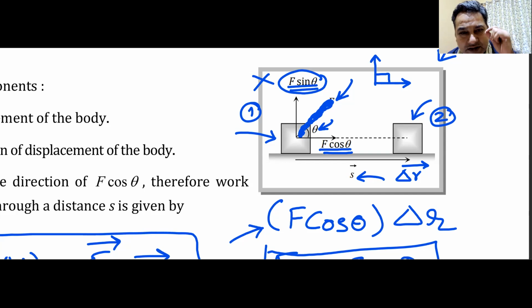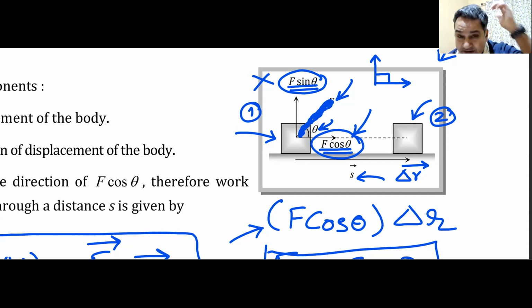The only work that any force can do will be in that component, which component is in the direction of displacement. Only that force will do work which is in the direction of displacement. If force is not in the direction of displacement, we will have to find the component of the force which is in the direction of displacement. In this case, the component of force which is in the direction of displacement is F cos theta.